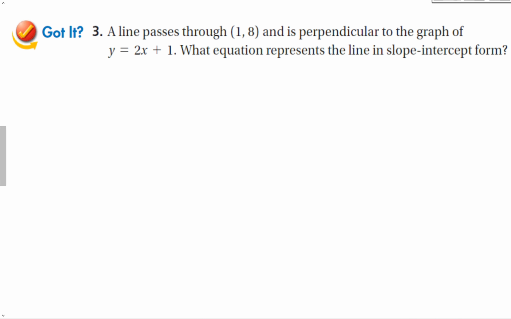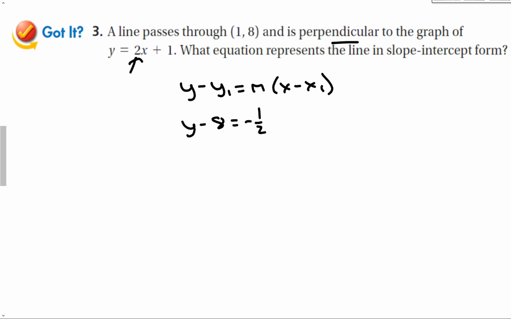So a line passes through (1, 8) and is perpendicular to the graph of y is equal to 2x minus 1 plus 1. So we start with my point-slope because we know a point and we know my slope. Y minus 8 is going to be equal to the slope of something perpendicular to something with a slope of 2, which would have a slope of negative 1/2, times x minus 1. So that's y minus 8 is going to be equal to negative 1/2 x. Negative 1/2 times negative 1 is positive 1/2.